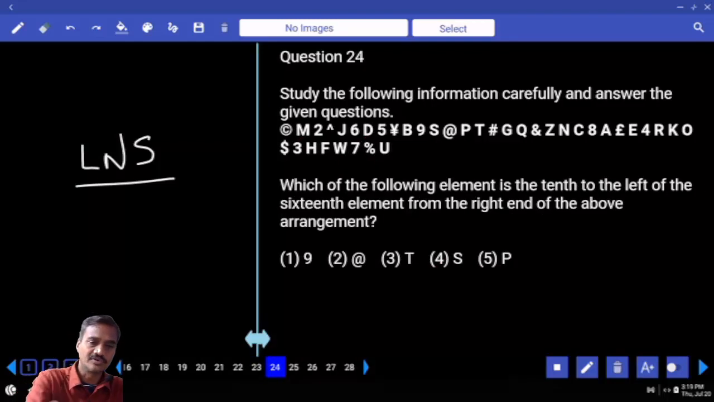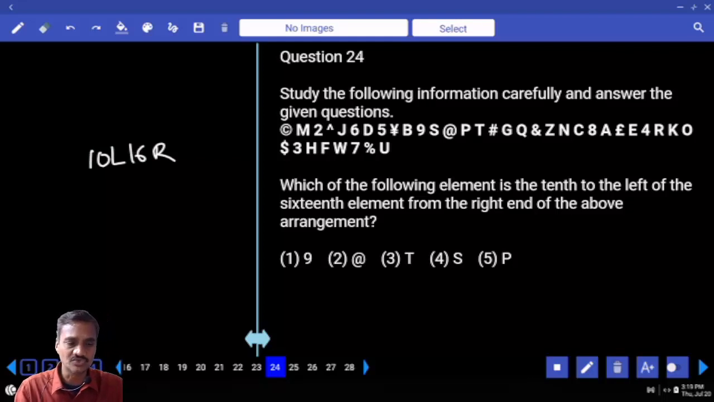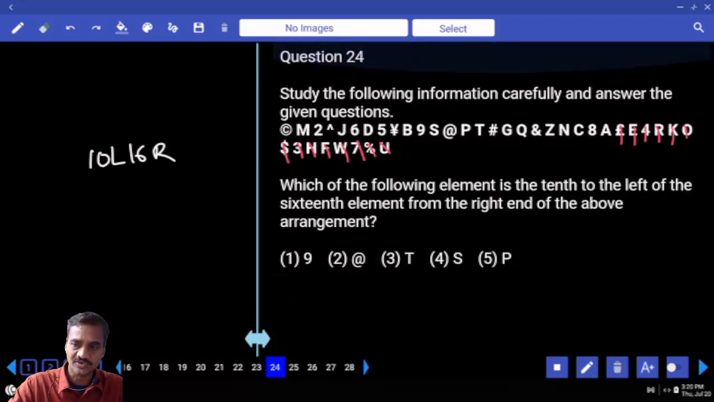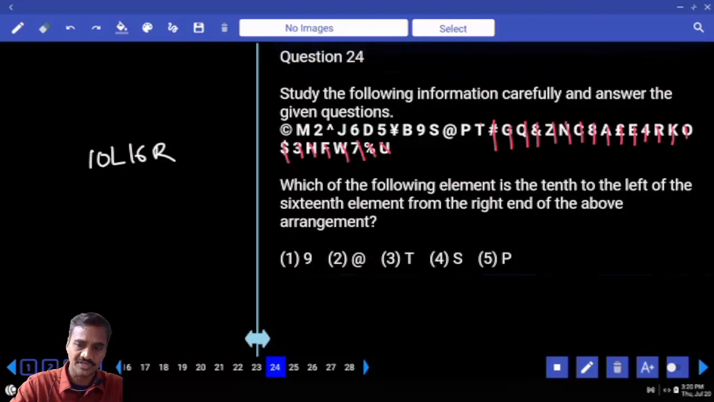Then 24. Which of the following is 10th to the left or 16th from the right? 10th left, 16th right, in 2 different directions. Add these two, 10 plus 16. 26 from the right. 1, 2, 3, 4, 5, 6, 7, 8, 9, 10, 11, 12, 13, 14, 15, 16, 17, 18, 19, 20, 21, 22, 23, 24, 25, 26. That is choice 2, question 24.